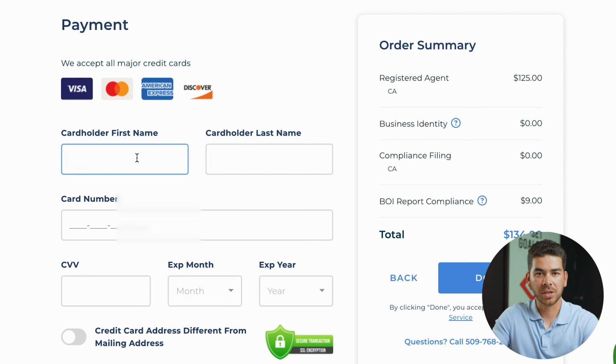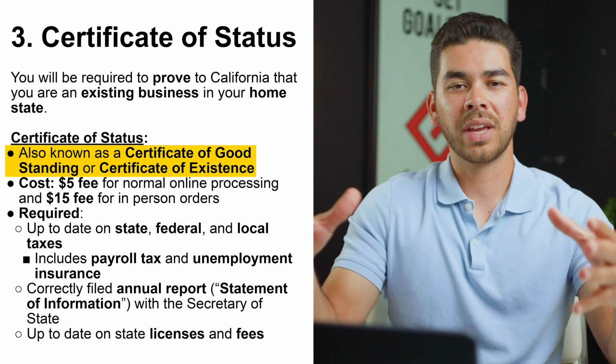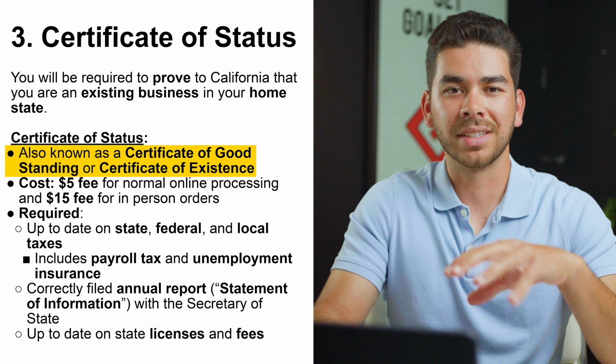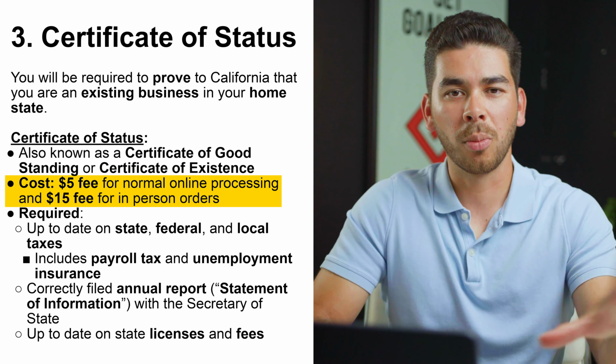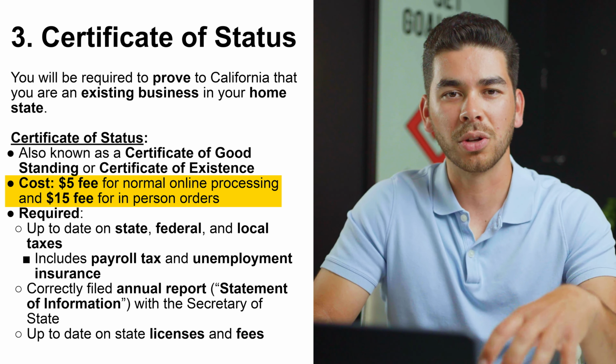Okay, now that you know how to set up your registered agent service, let's get into step number 3, which is to get a certificate of status. Now, this requires you to prove that you're an existing business in your home state. This is also known as a certificate of good standing or a certificate of existence. The cost is $5 for normal online processing and $15 for in-person.